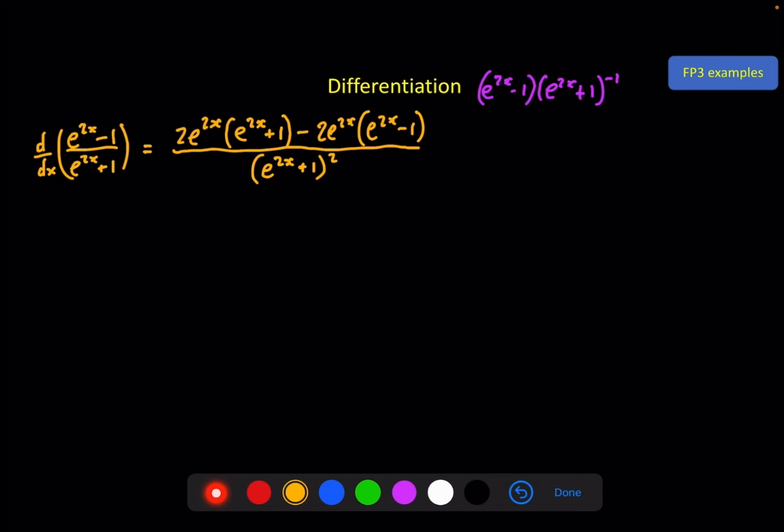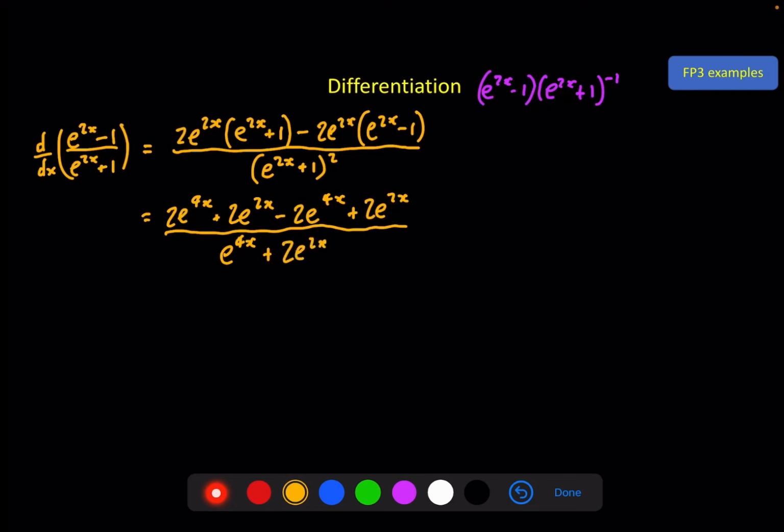Now I'm going to expand the brackets. We get 2e to the 4x plus 2e to the 2x minus 2e to the 4x plus 2e to the 2x, and perhaps a little unusually, I'm also going to expand the bracket on the bottom. The reason for that will become clear in a moment. Plus 2e to the 2x plus 1.